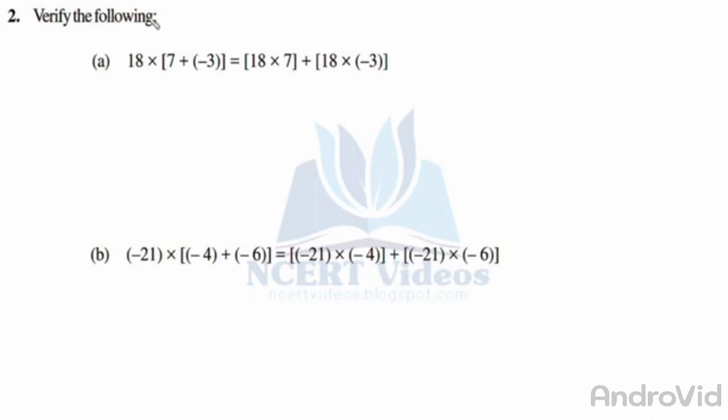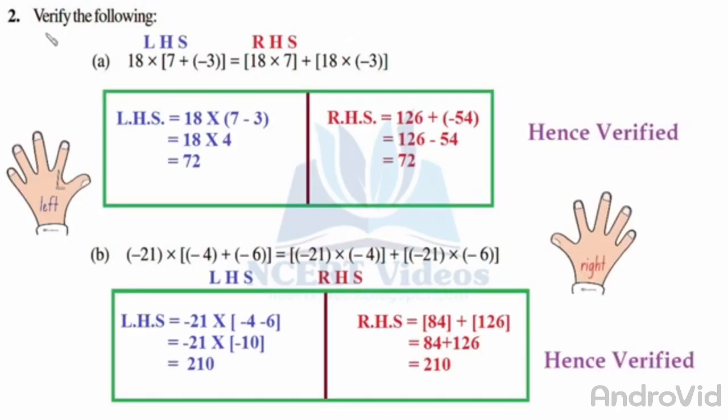Second, verify the following. Now here we have two terms separated by equal, therefore it makes left hand side and right hand side. Therefore we simply write it as left hand side and right hand side. We will prove that both the values separated by equal sign become equal. So this is your left hand, therefore you term it as left hand side, and this is your right hand, therefore you term it as right hand side. So first of all what we will do, we will solve left hand side, then afterwards right hand side.